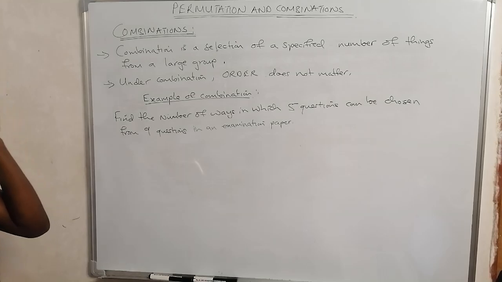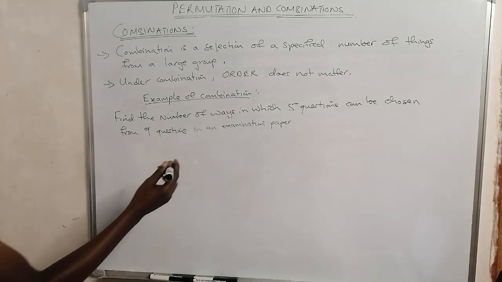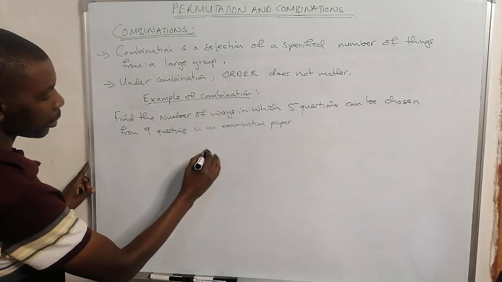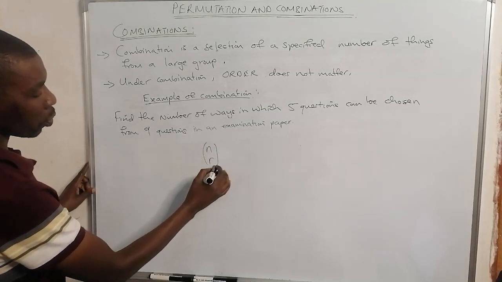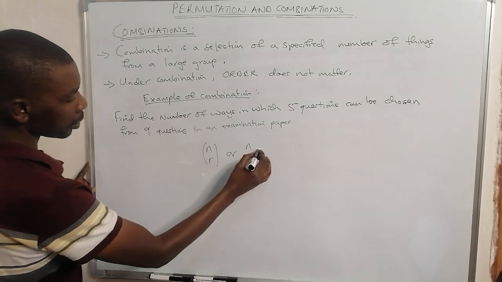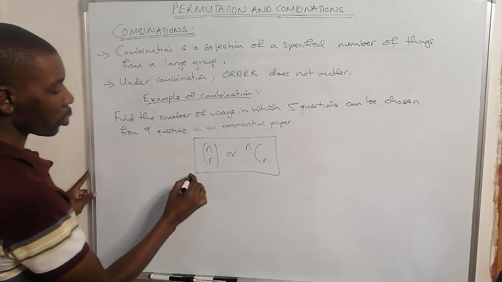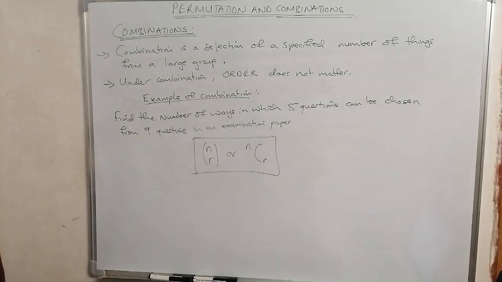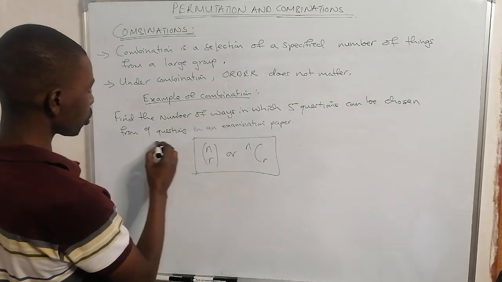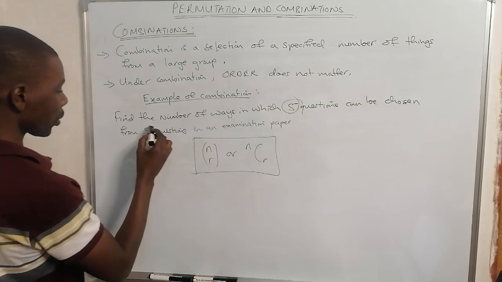So this one is an example of a combination. In this case, we'll be using the formula n choose r. That's the formula for combination. So in this question, we are going to choose 5 from 9.